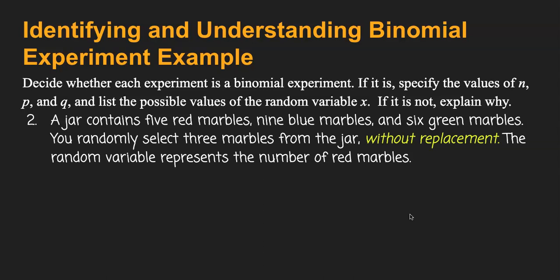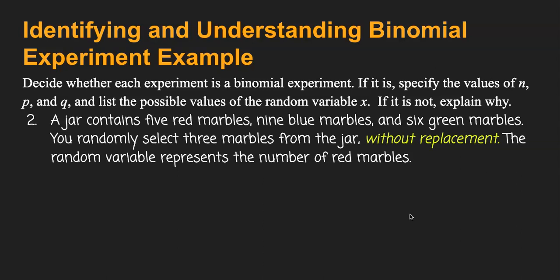Now, let's see what we are interested in. The random variable represents the number of red marbles. So let's talk about the probability of red here. The first time you reach in, how many red marbles are in the jar? We have 5 out of 20 total, right? So that chance is approximately 20% that we're going to get a red marble.